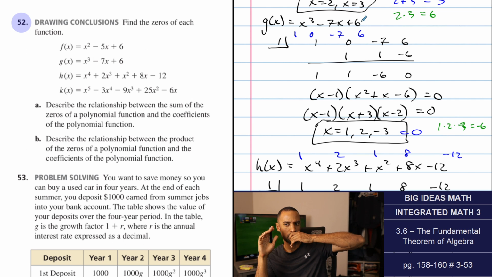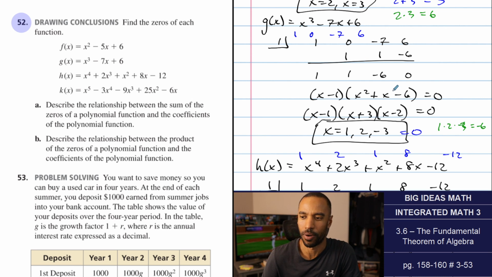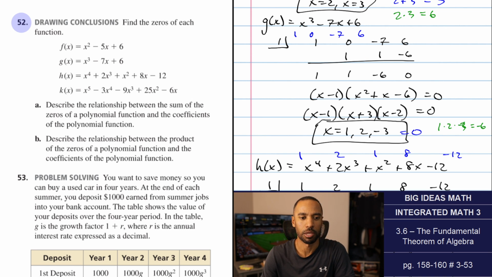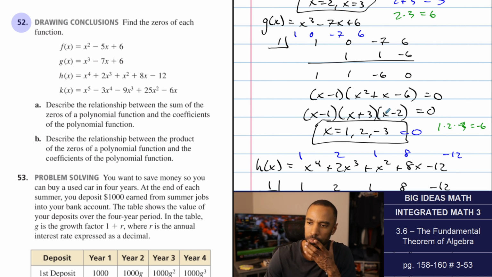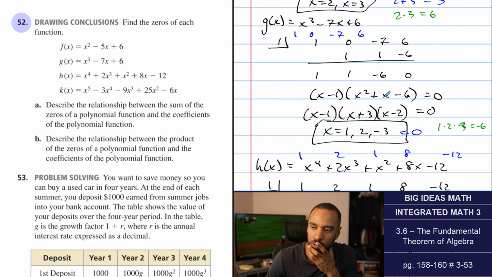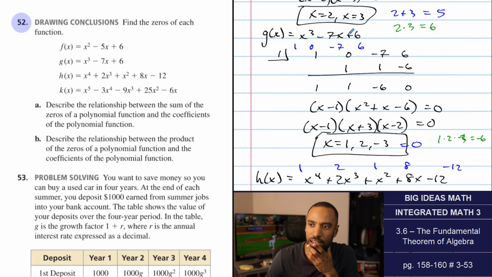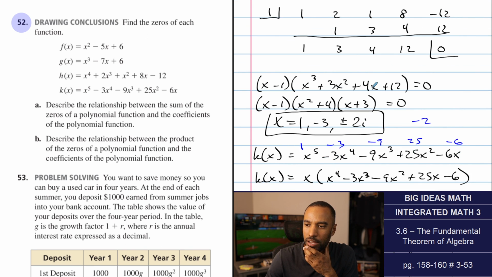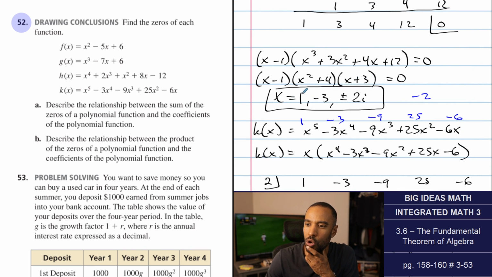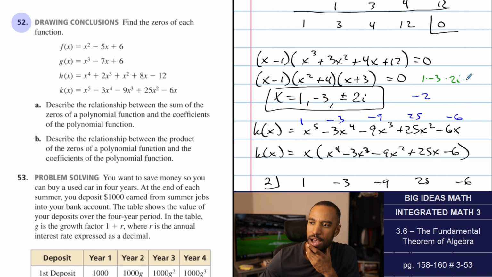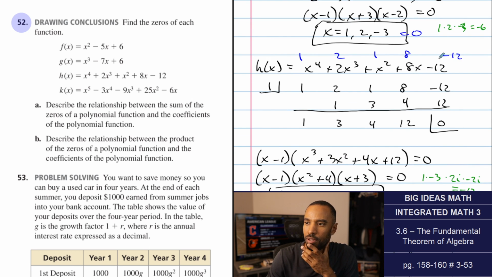Now I need to make sure these signs are correct, because I felt like the product should just be equal to the constant term, right? 1, 2, negative 3. Well, that's a negative 6, and that's a positive 6, so I got to rethink that when I talk about that answer. This one is 1 times negative 3, which is negative 3, times 2i times negative 2i. So this is negative 4i squared, which is positive 4, times negative 3 is negative 12. That's negative 12. This was negative 12.